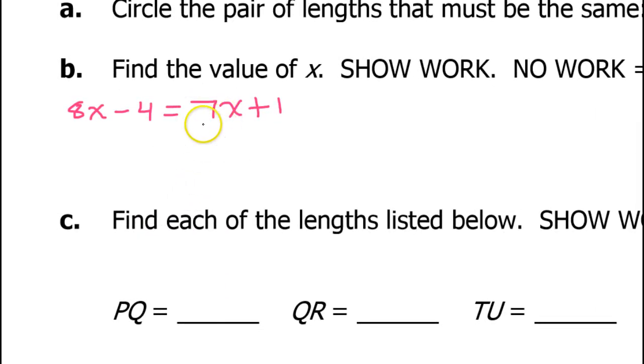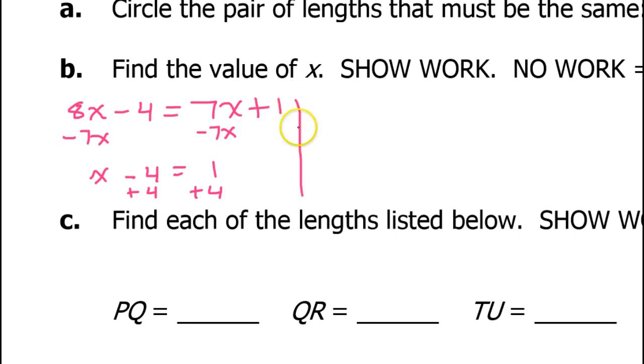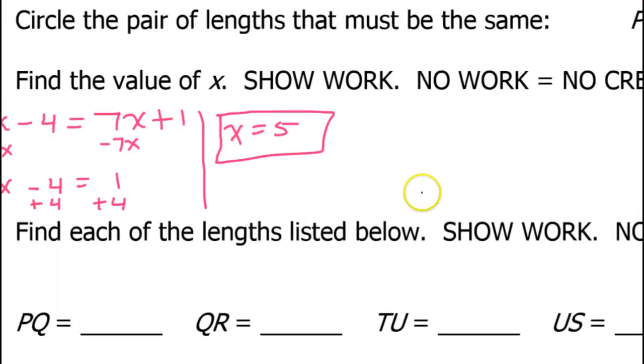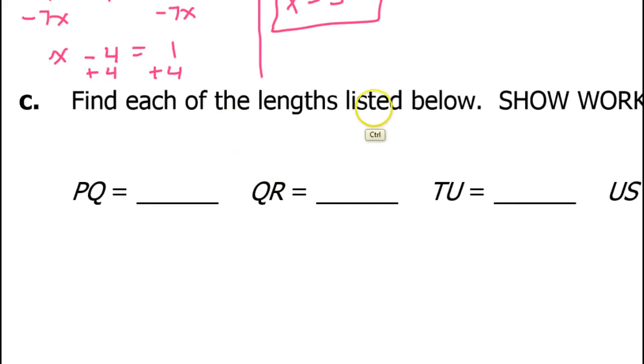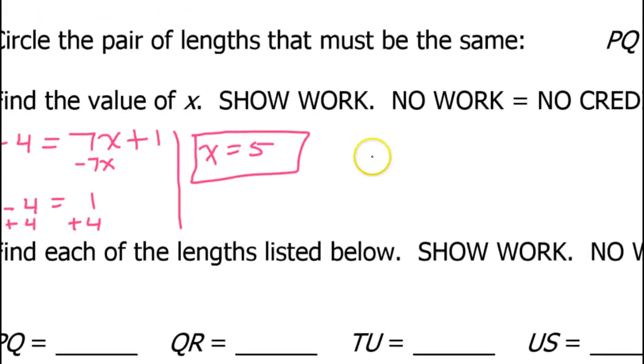So I need to solve this equation. Let us subtract 7x from both sides. So that's going to leave x minus 4 is equal to 1. And now let's add 4 to both sides. So that gives us x is equal to 5. All right, so now we found the value of x. Now we need to find the length of each of the lengths below.